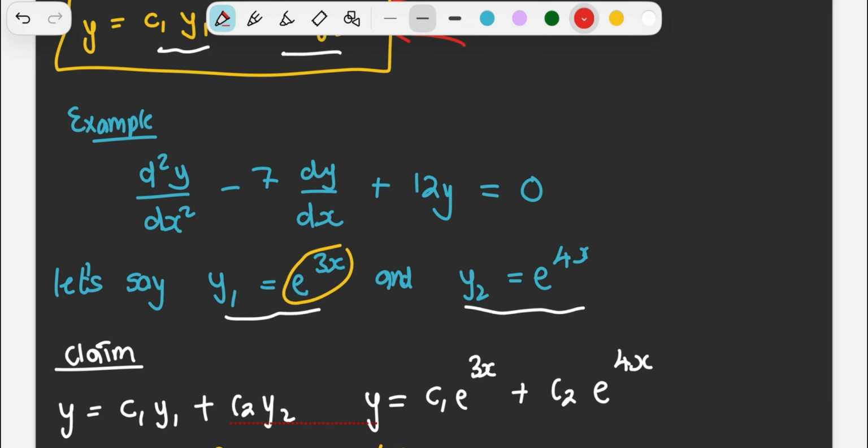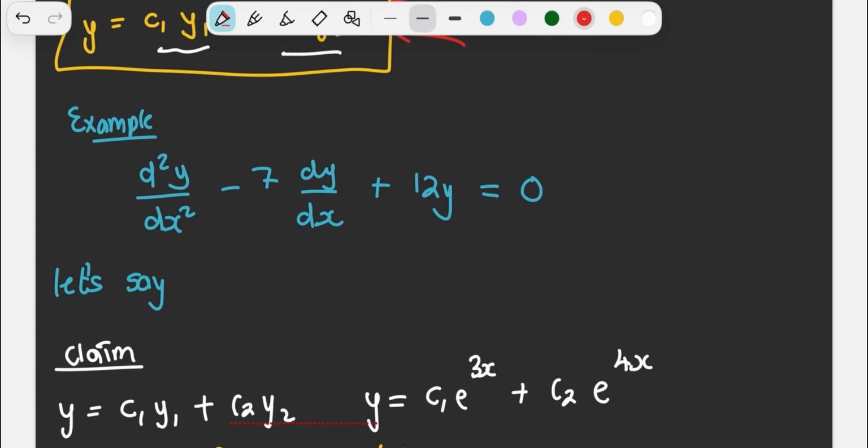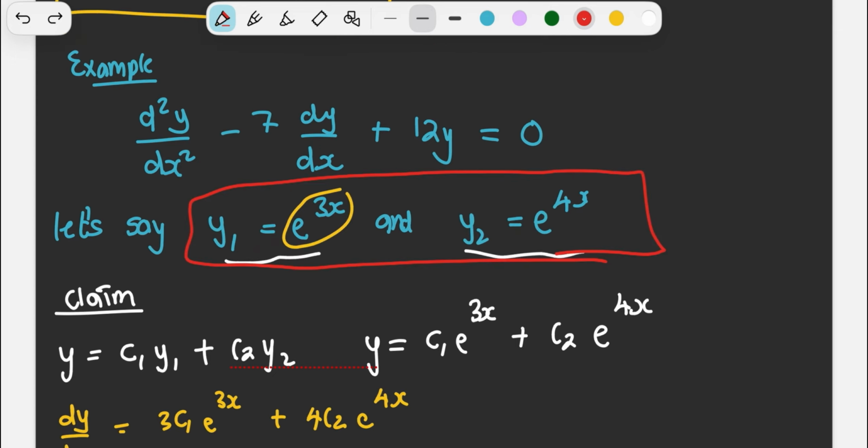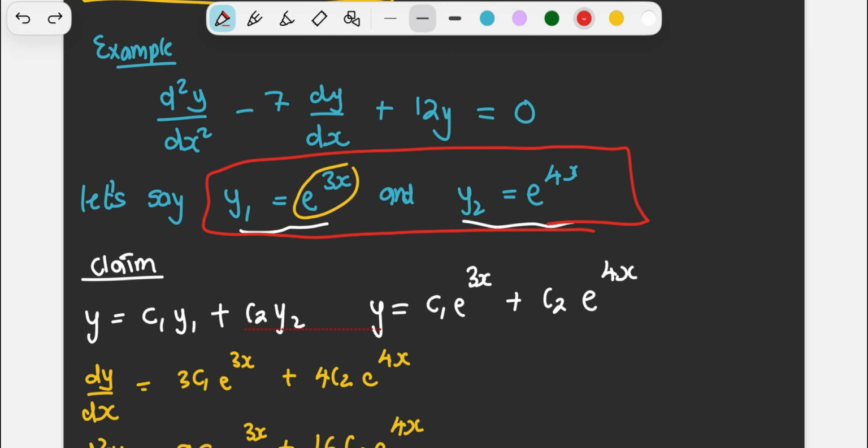So the next thing you must be asking me is, how did I know that this is true? Basically, how do I solve second order differential equations? So that's what we're going to do in the next video.